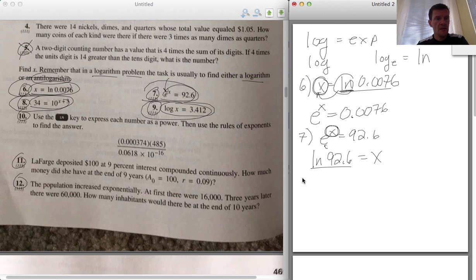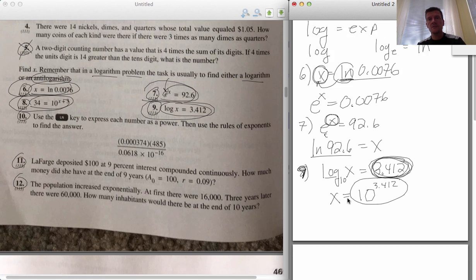Okay, number 8. Let's do number 9 first, because number 9 is the same lesson. Log, common log, base 10 of x equals 3.412. Remember, this would be base 10, we just don't write it. So this is the exponent. Log equals exponent. It's saying the number x is going to equal 10 to the 3.412. You plug that into your calculator, and you're good.